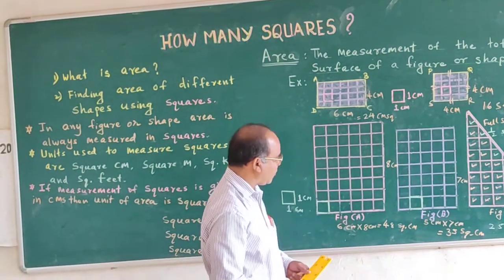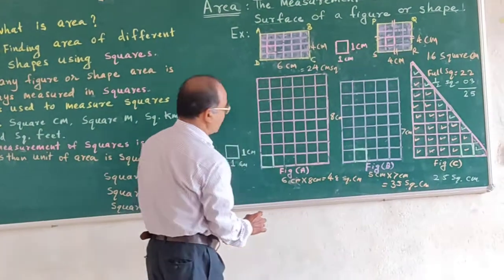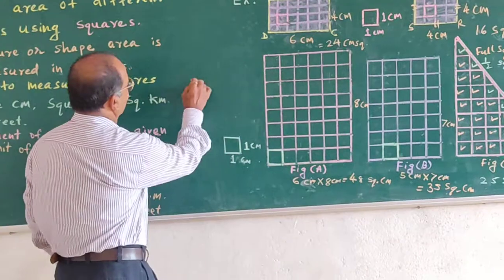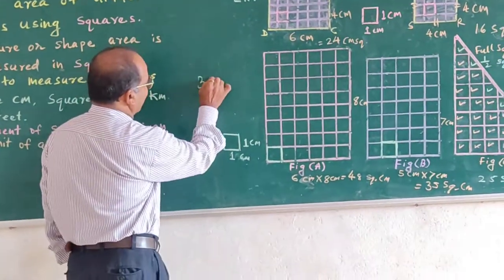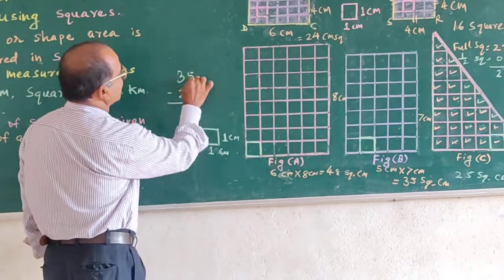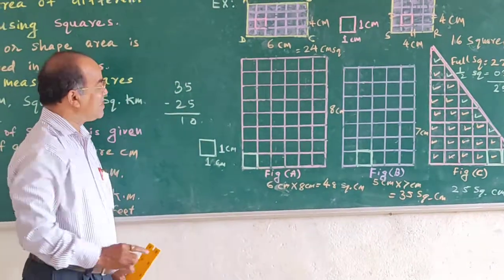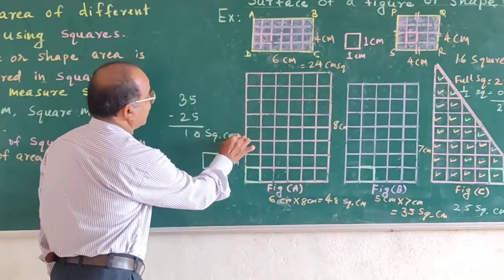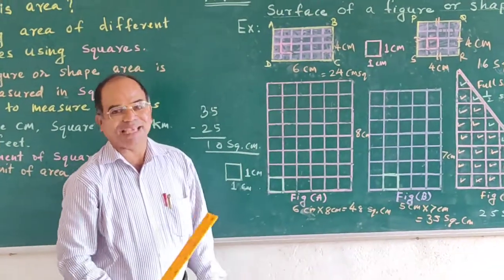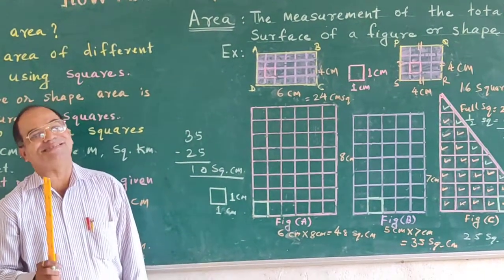If we have to find the difference between any two, let's take figure B and C. So we have to find the difference between the area of figure B and figure C. What is the area of figure B? It is 35. And what is the area of figure C? 25. We subtract: 5 minus 5 is 0, 3 minus 2 is 1. So what is the difference? 10 square centimeters is the difference between the area of figure B and figure C. In the same way, you have to find the area of any figure in squares.